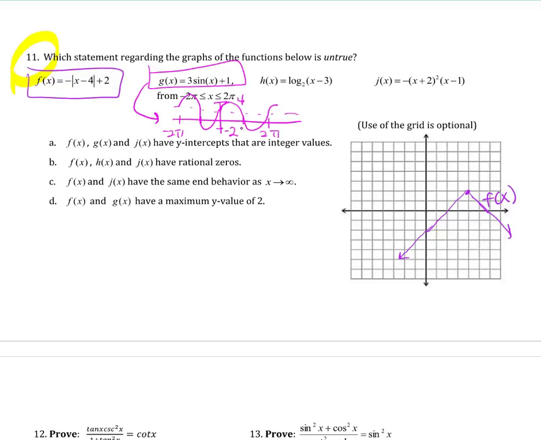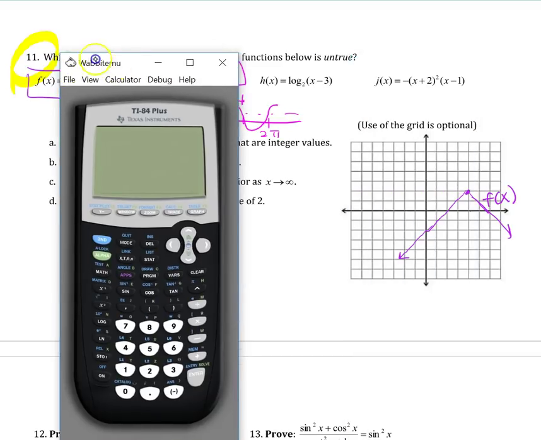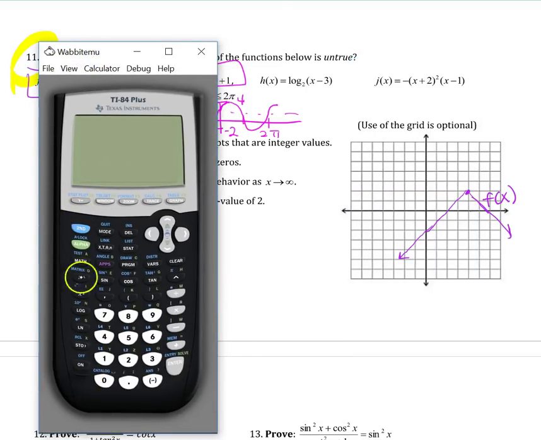My log graph is going to be moved to the right 3 units. On this one, I think I'll graph in my calculator. Alright, turn it on, y equals. Now, I have an older calculator that I'm using in this, so I have to do change of base. I have log of x minus 3 divided by log of 2.